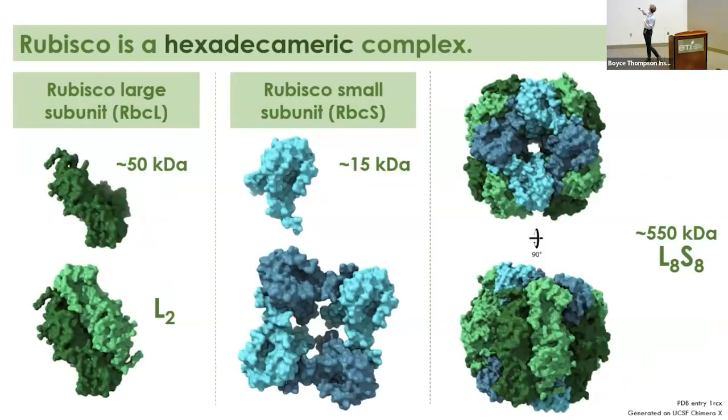So it is a hexadecameric complex, which means it has 16 components. There are 8 large subunits, which are around 50 kilodaltons, and they will associate into L2 dimers. And then we'll also have 8 small subunits around 15 kilodaltons, which will cap the final enzyme right here, which we call the L8S8 complex. It is a very big protein, that is all I can say.